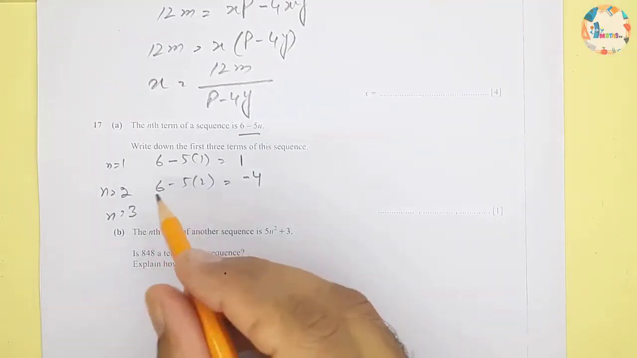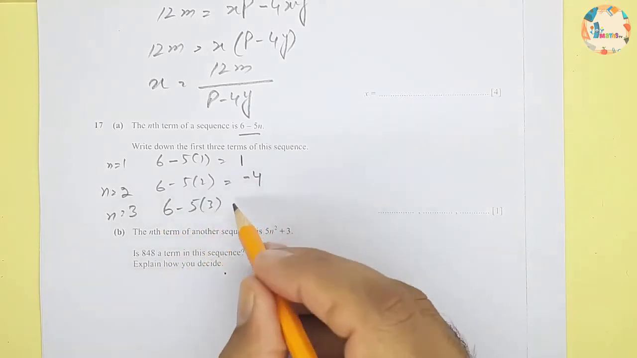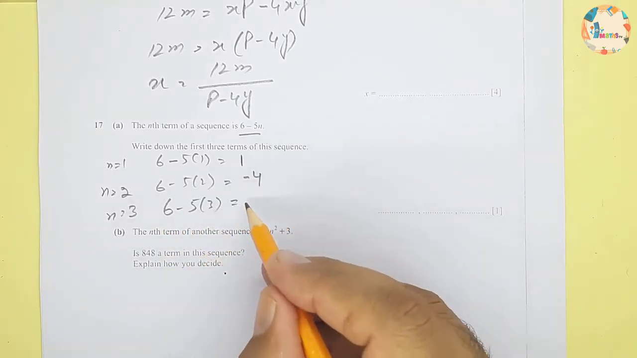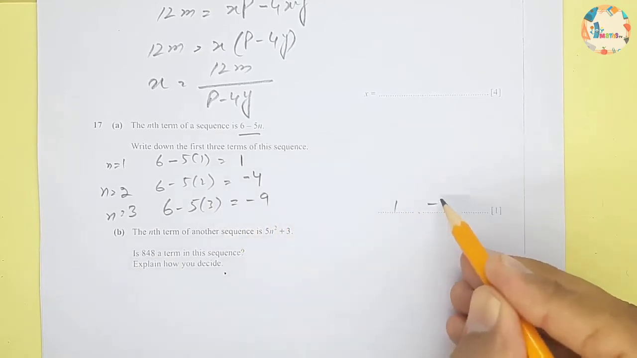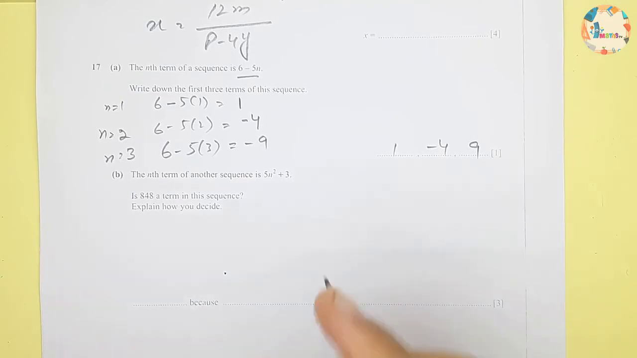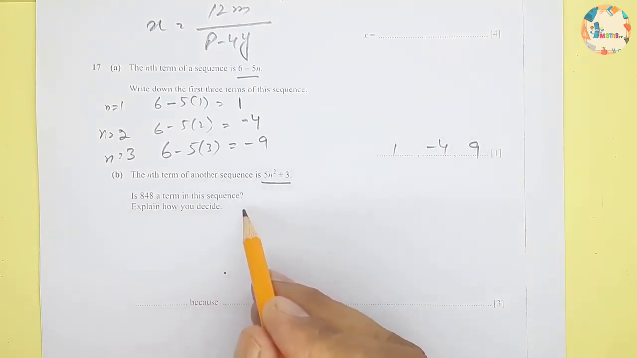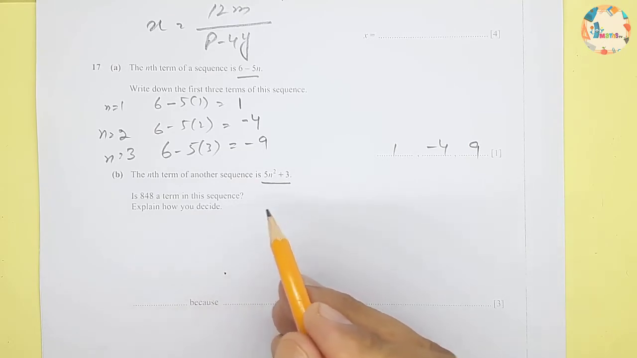And I'll move the page a little above. So here, 6 minus 5 into 3, so 6 minus 15, this will be minus 9. So 1, minus 4 and minus 9 will be the answer. The nth term of another sequence is given. Is 848 a term in the sequence or not?